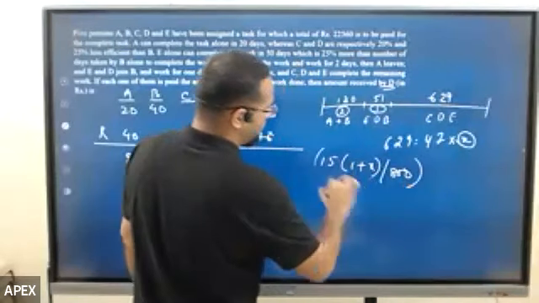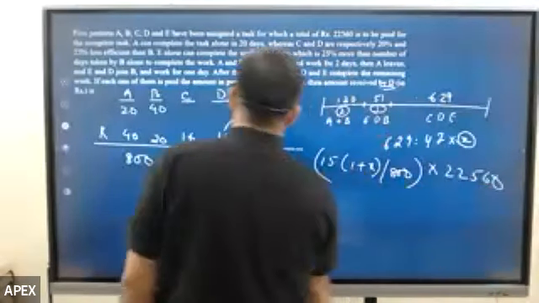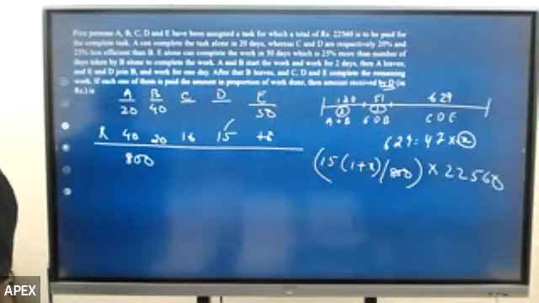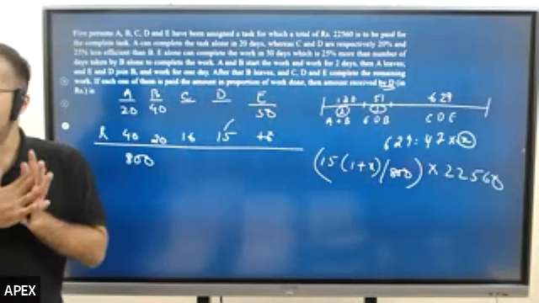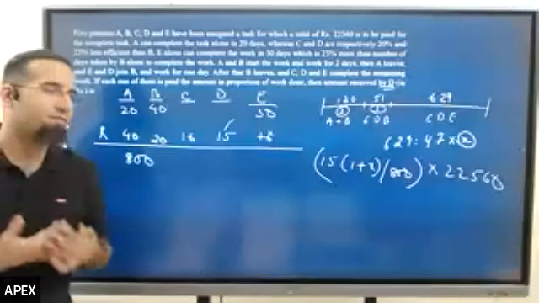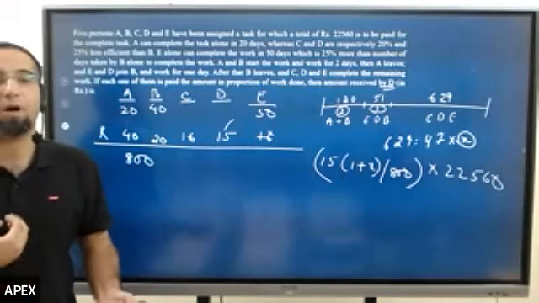of money that D will get, into 22560. This should be your answer. Clear? So not at all a difficult question. You should have definitely entered, solved and come out. And we should have been at 21 marks by now.